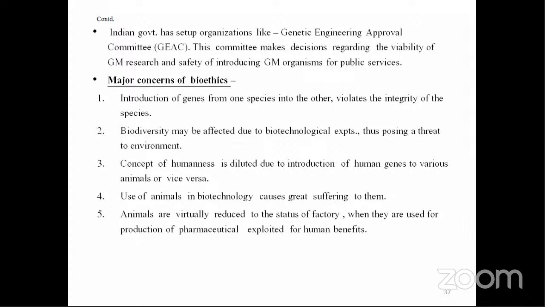Then the third one is that the concept of humanness is diluted due to introduction of human genes to various animals, or vice versa, from animals to human beings, right? Then use of animals in biotechnology causes great suffering to them. Then animals are virtually reduced to the status of a factory when they are used for production of pharmaceuticals, exploited for human benefit. So this Genetic Engineering Approval Committee takes these concerns. These are the major concerns of bioethics.